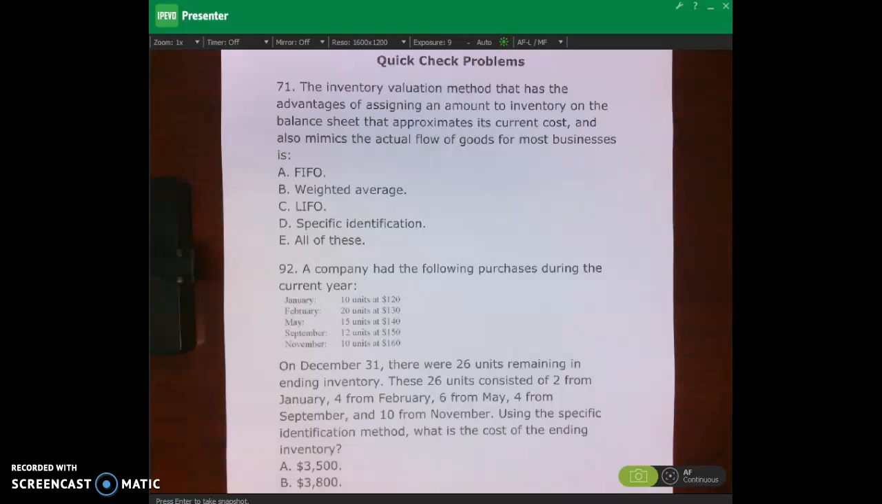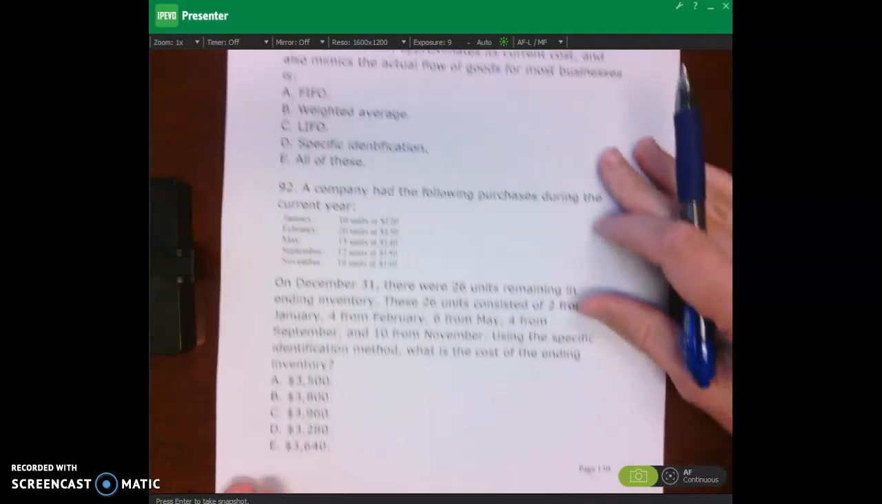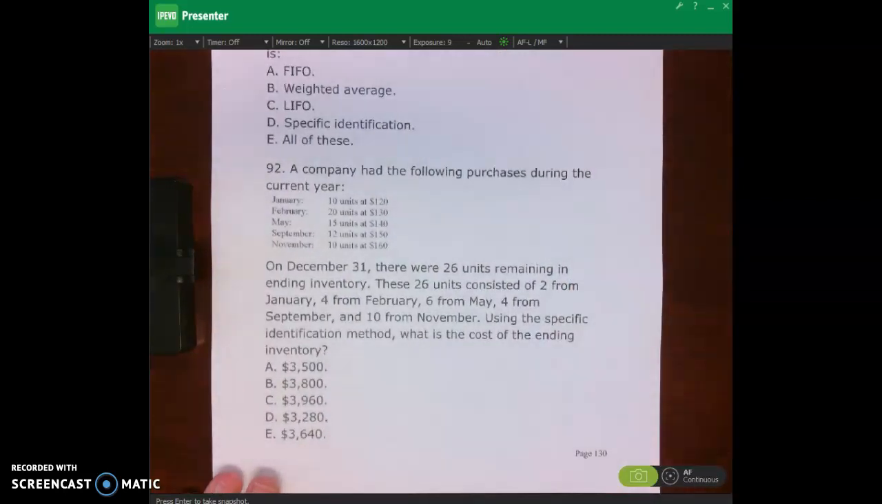Hello and welcome. In this lecture video, I'm going to be doing quick check problems, so practice problems, okay? I'm on page 130 of your course pack. What I want you to do is number 71, and let's look at number 92 and give you a hint on how to handle it.